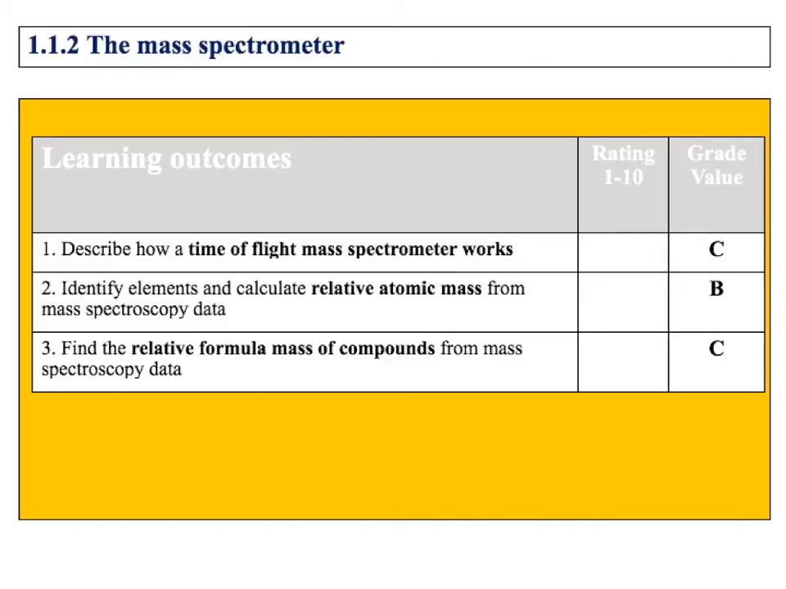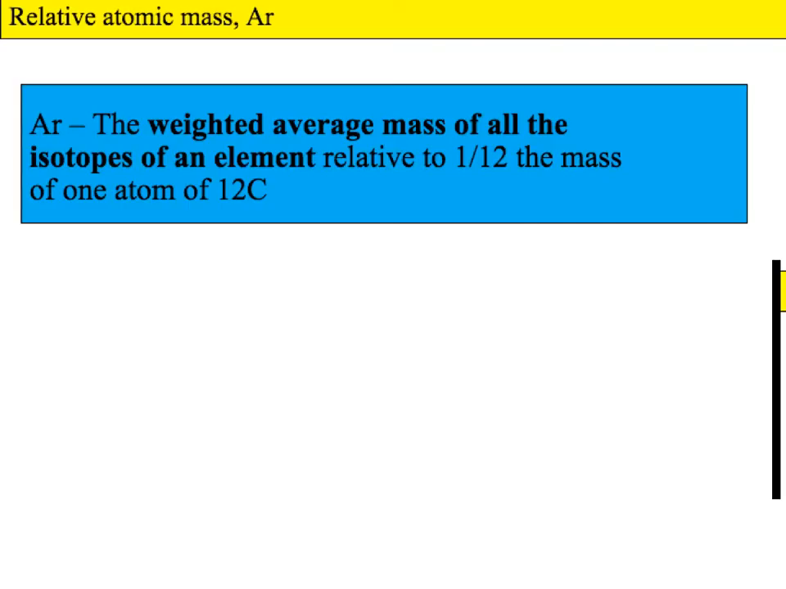So in this video we're going to look at the time of flight mass spectrometer and how it works, and how we identify elements and calculate relative atomic mass from mass spectroscopy data. In the previous video we looked at relative atomic mass, so hopefully you remember that relative atomic mass is the weighted average mass of all the isotopes of an element relative to 1/12 the mass of one atom of carbon-12. Okay, so how do we actually work out the abundance of the isotopes?